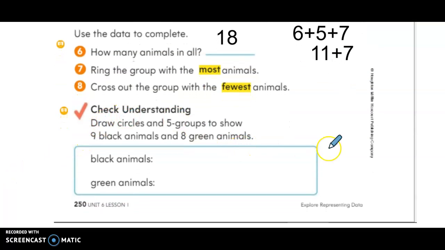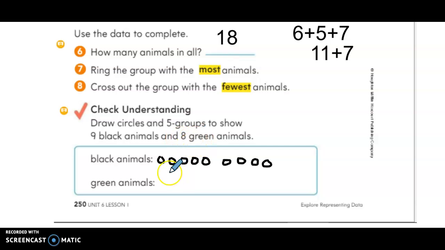Now this kind of leads us into what we will be doing in our upcoming lessons. So let's do this together. Draw circles and use 5 groups to show that, okay? So it says 9 black animals. Right here is the black animals, and we need to do 9 of them. So let's do that. Draw 9 circles using a 5. We're actually going to stretch our 5 group out because they didn't give us enough room. Okay, so there we have the black animals, 9 of them.